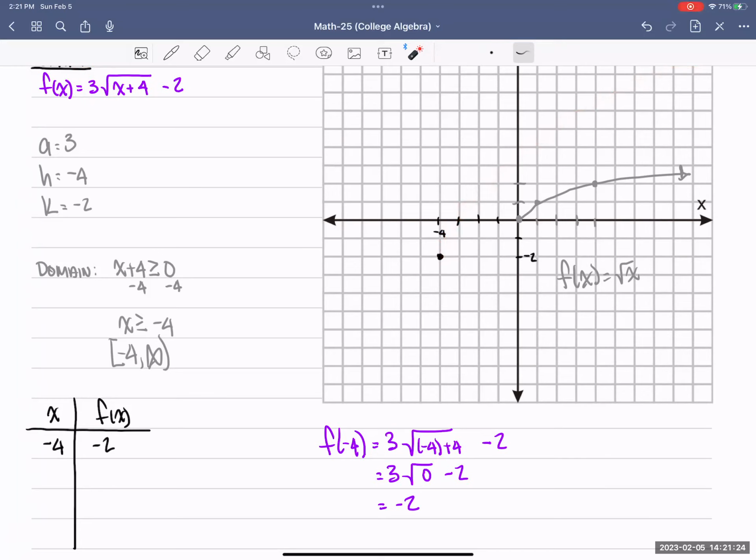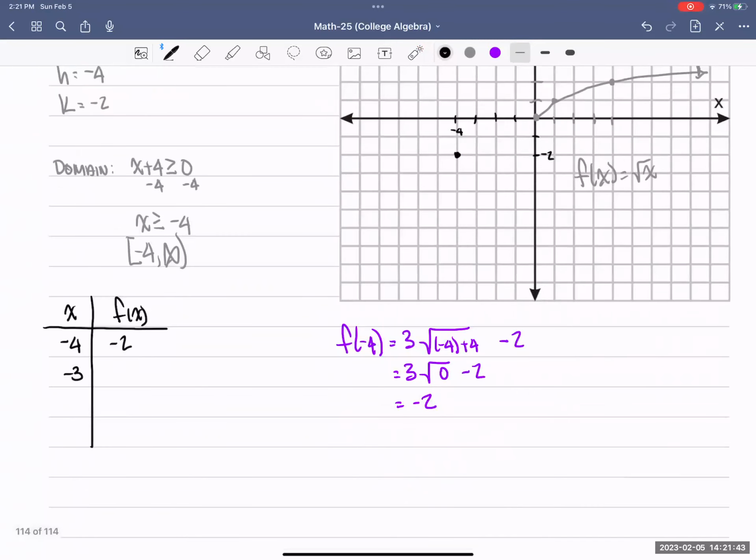But let's see what other numbers we could find. So we want this inside to be the square root of 0, which we did. The next easy number is going to be the square root of 1. So I'm going to say -3, so that way when we input it, we end up with a nice number.